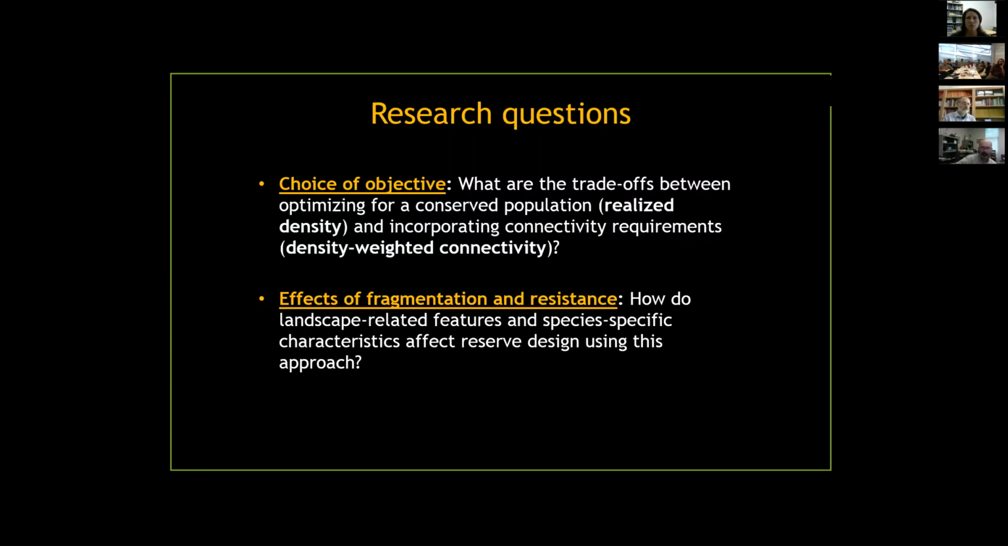And so the research questions in this work, we have two primary ones, although there are some other ones that I don't mention here. One is the choice of the objective. So of course, there are probably some trade-offs that can be made between optimizing for a conserved population, that is the realized density, or incorporating connectivity requirements into the optimization, so using density-weighted connectivity. And the second is, what's the effect of fragmentation and resistance? So how do landscape-related features and species-specific characteristics affect the reserve design using this approach?